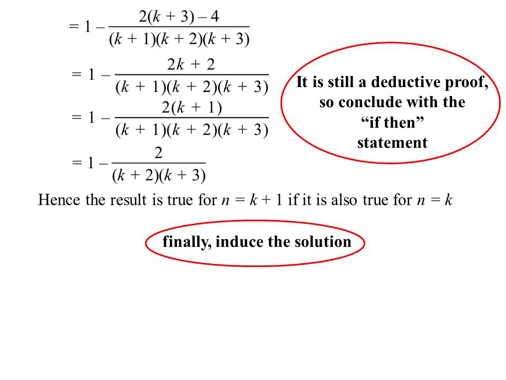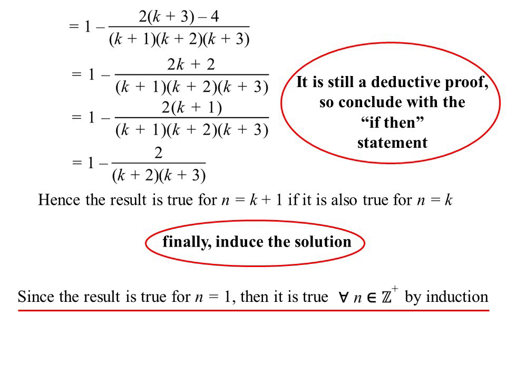And then we tie it all together. So the final thing you do is actually induce the solution. You're putting together what you just proved, this deductive proof, along with what you proved for n equals 1. You're pulling the two things together. And so when we tie it, we say, well look, we know it's true for n equals 1. And because I've just proven it true for k plus 1, then it's got to be true for every value by the induction process.